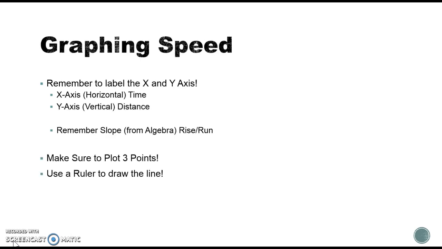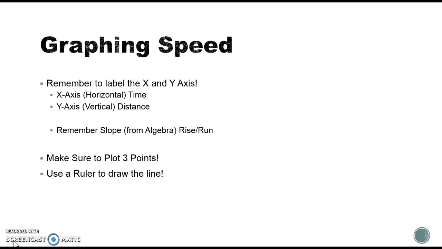When it comes to graphing the speed, remember that you need to label your x and your y axis. Remember, x axis is horizontal. That is where we are going to label the time. Okay? Y axis is vertical. That is going to be distance. So along the y axis, you want to have the distance marked off. Now remember, you are going to have to plot 3 points.